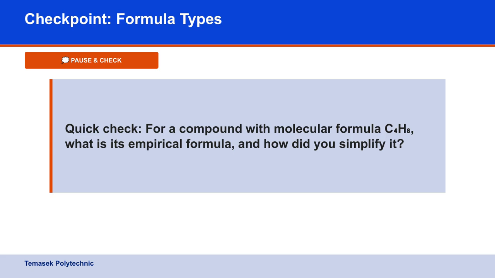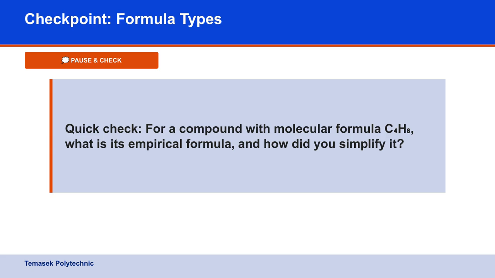Pause now and work out the empirical formula for a compound with the molecular formula C4H8. To simplify, find the greatest common divisor of the subscripts 4 and 8, which is 4. Divide both by 4 and you get C1H2, written simply as CH2. That is your empirical formula, the simplest whole number ratio of carbon to hydrogen atoms in this compound.